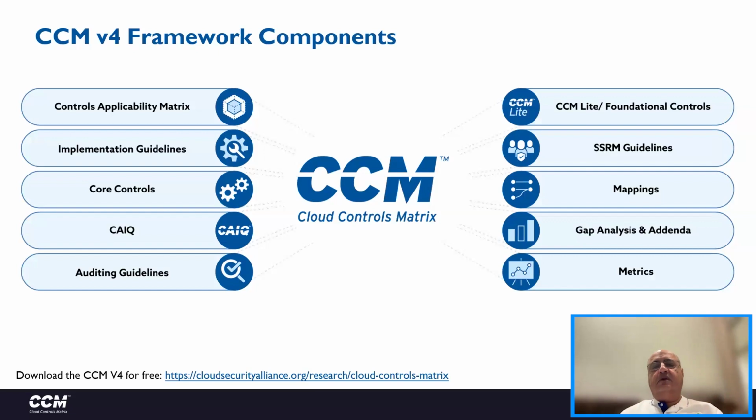So if we look at the high-level view, it's a controls applicability matrix. We have implementation guidelines as part of the CCM. We have some core controls. We have the CAIQ, which is a questionnaire-based assessment used for STAR Level 1 certification. We also provide auditing guidelines. There's a CCM Lite version also for those who would like to not implement all the controls. The SSRM guidelines, the shared responsibility model guidelines, are also provided. Then there are several mappings to SOC 2, NIST 800-53, PCI-DSS, CIS, and many other benchmarks. And then there is also gap analysis and addenda. And we have metrics also to look at how you fare at your controls implementation.